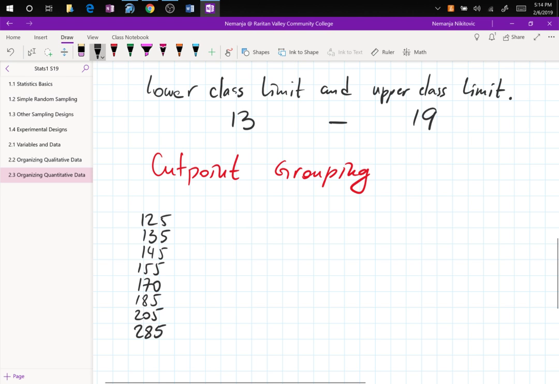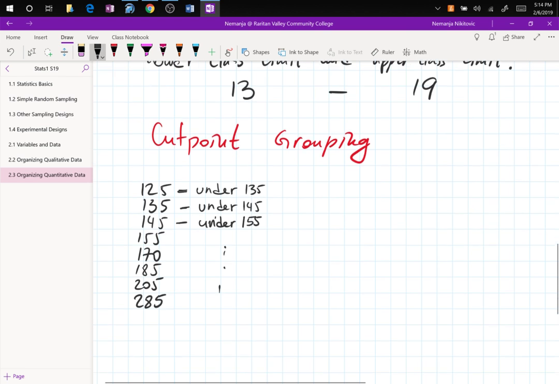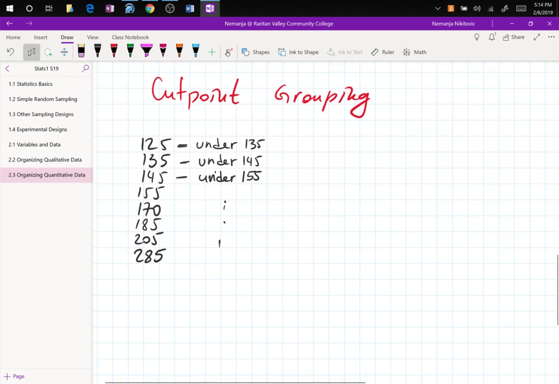Now, look at the way you have to write this. So you go 125 to under 135, and then you have 135 to under 145. So this word under shows because there are smaller divisions within, right? And I'll just put the 3 dots here. Under. Your taxes work the same way.